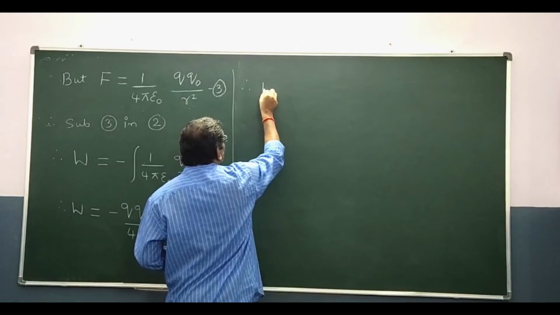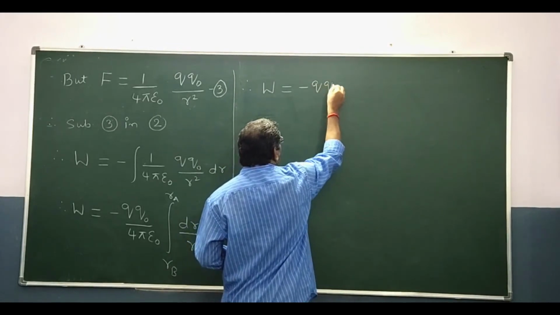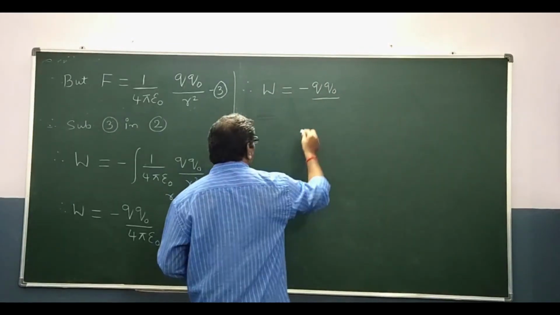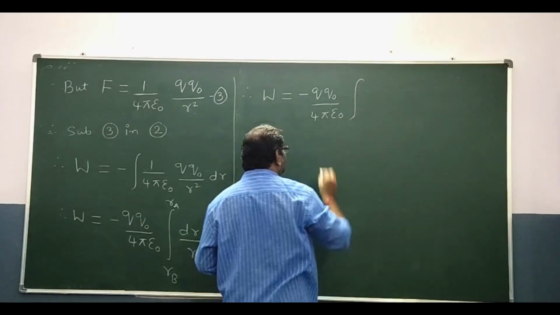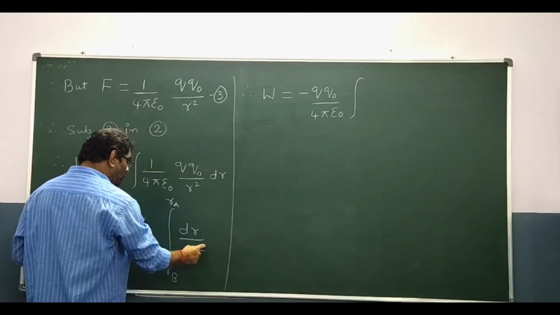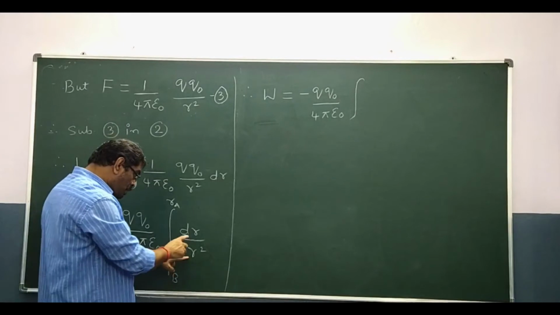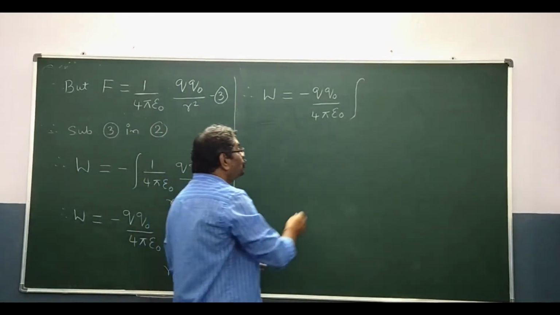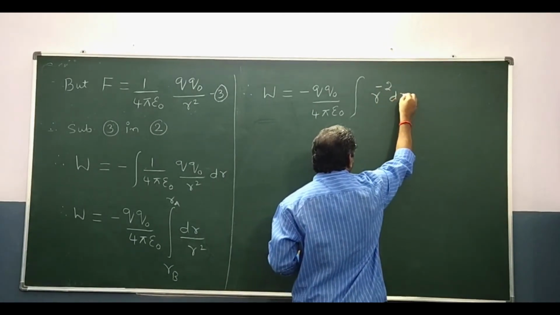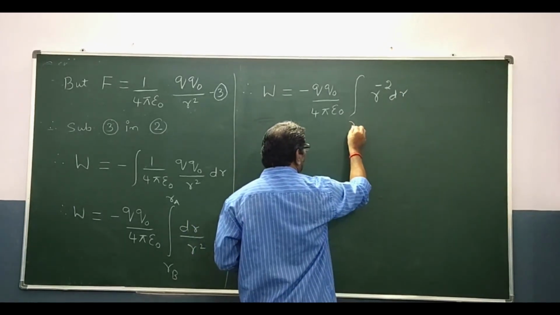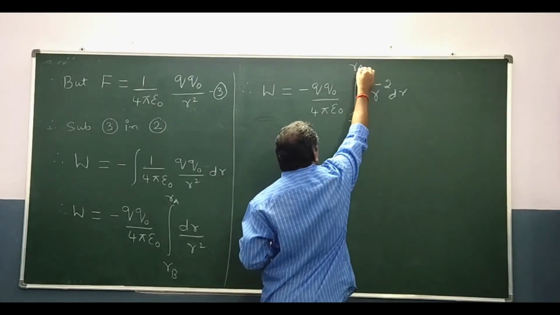So therefore the total amount of work that will be done will be numerically equal to minus Q naught divided by 4 pi epsilon naught. Now in the integral, bring the denominator to the numerator. So what you get is r power minus 2 into dr, where the lower limit will be RB and the upper limit will be RA.